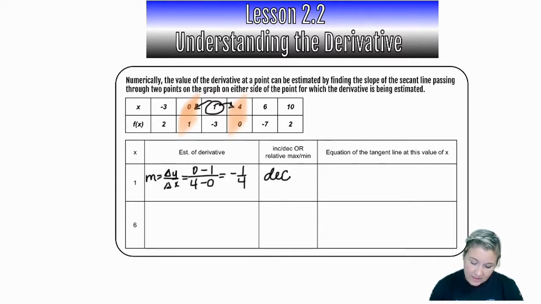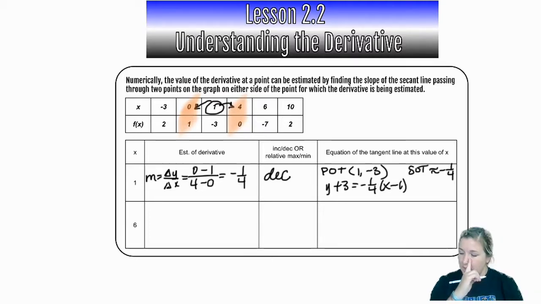So the equation of the line at this value of x, the point of tangency, is going to be our 1, negative 3. So then the slope of the tangency is going to be approximately negative 1/4. We don't know for sure, but we're just kind of guessing there because we're using the secant line. So it's probably pretty close to that. So therefore, we're going to have y plus 3 is equal to negative 1/4 times x minus 1. So using point slope form again.